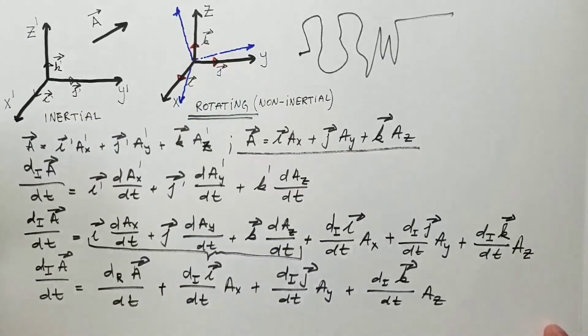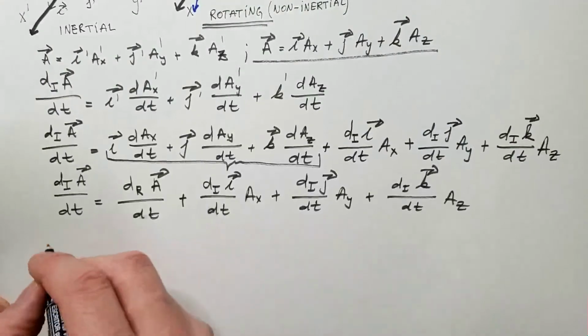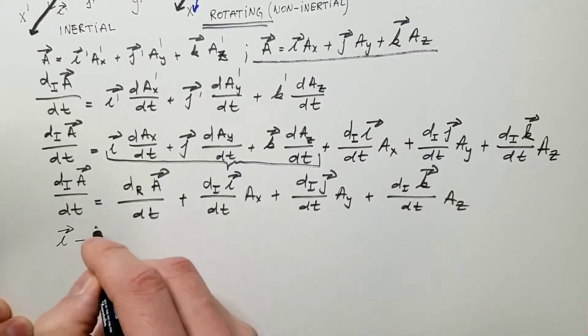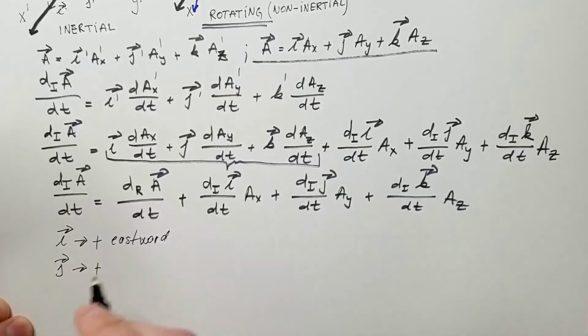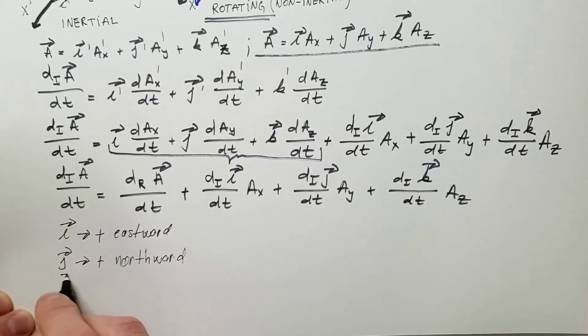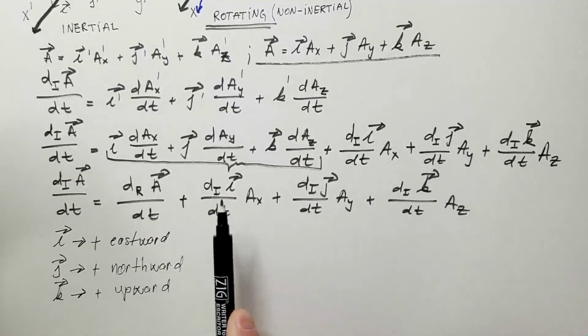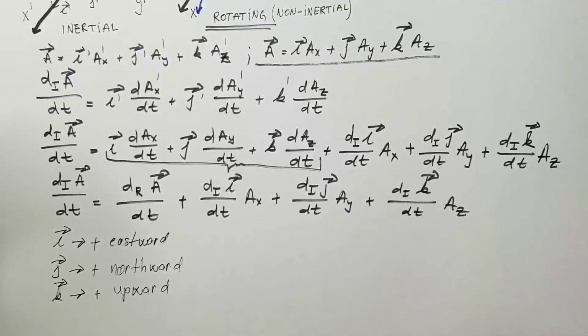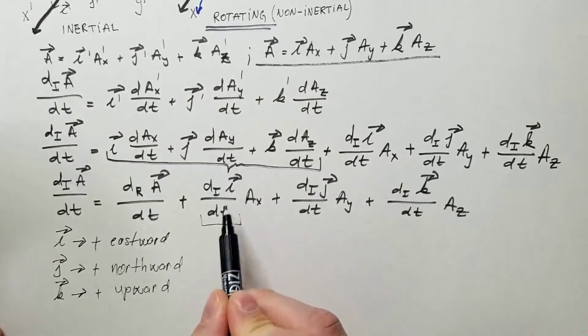Now let's establish some definitions that are applicable to our spherical Earth. We will say that I is positive eastward, J is positive northward, and K is positive upward. Very well. Now, we have to investigate term by term these time derivatives of unit vectors. Let's first look into di dt.